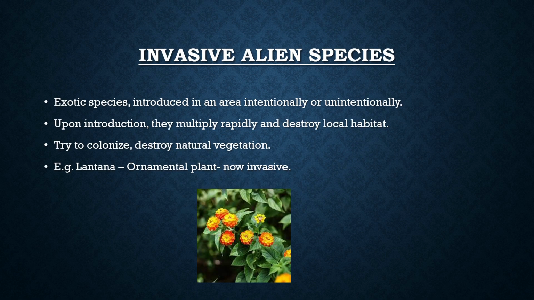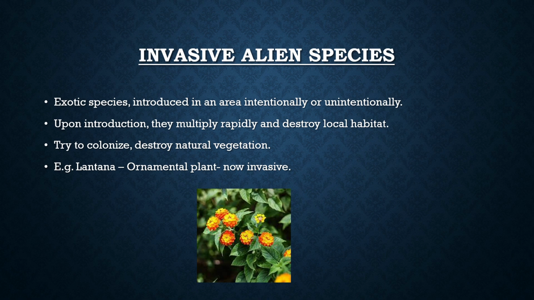Moving on to the next one, we have invasive alien species. Learning about them is very important. Let us see why. Invasive alien species are exotic species. These are introduced in an area either intentionally or unintentionally. Upon introduction, they multiply rapidly and they destroy what is already present. That is, they destroy the local habitat. They try to colonize and destroy the natural vegetation of that region.